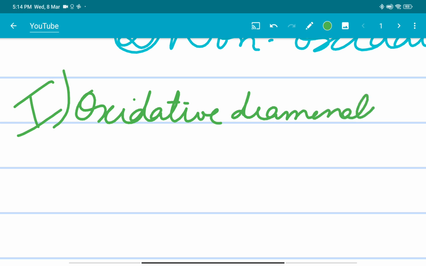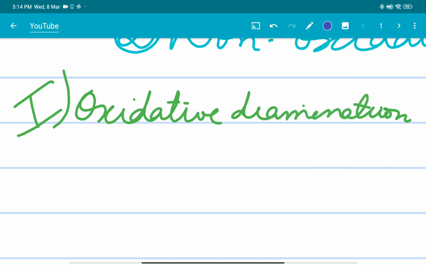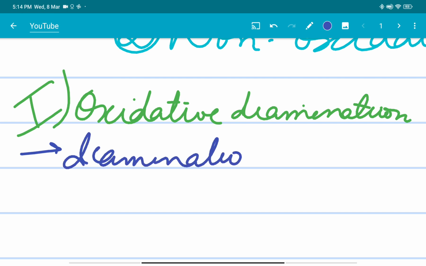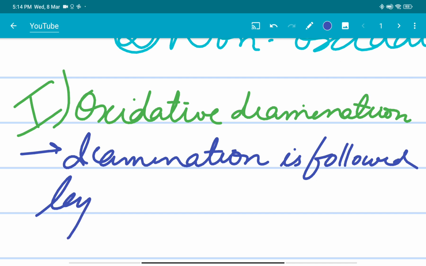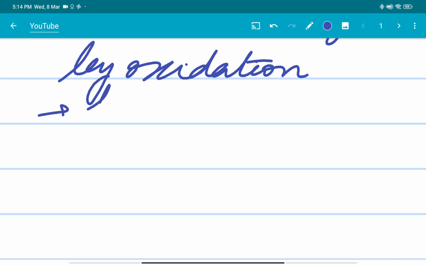In oxidative deamination, the deamination is followed by the process called oxidation. It is clear from the name. The process of deamination is followed by oxidation. It mostly takes place in the kidney and liver.